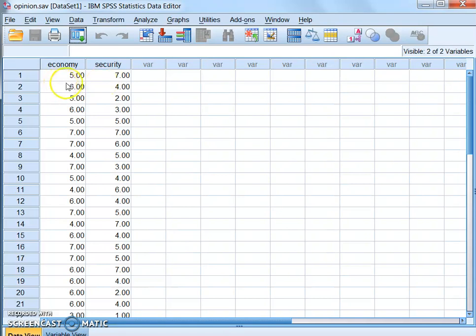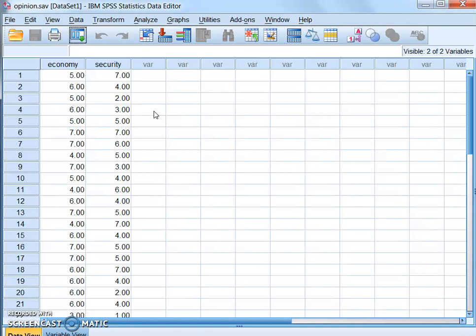And so what we want to do is see if there's a difference in means between the opinions about the economy and the opinions about security. Obviously, these two things need to be on the same scale. So if this was a scale from 1 to 7, then both need to be on the same.